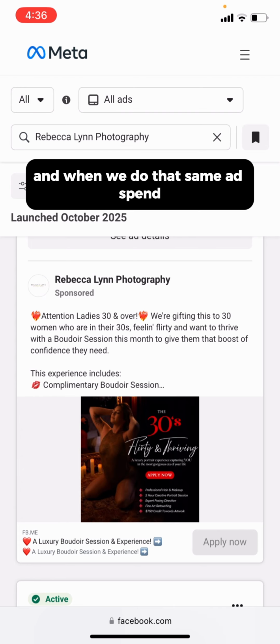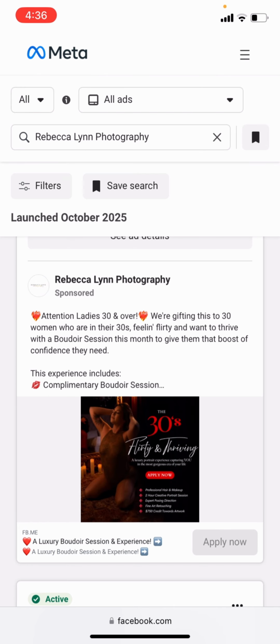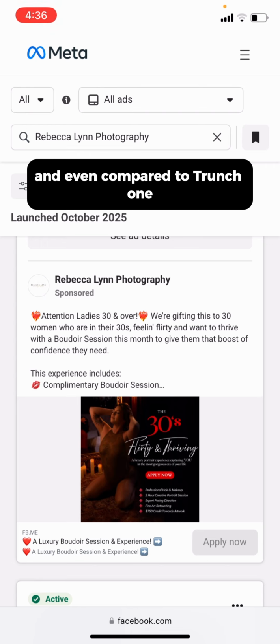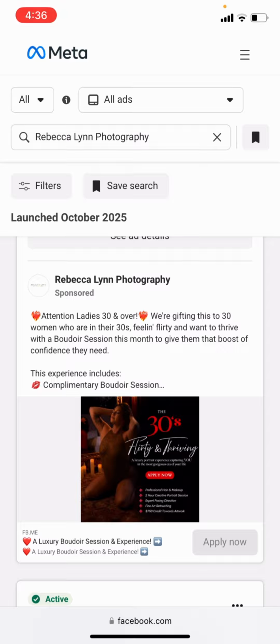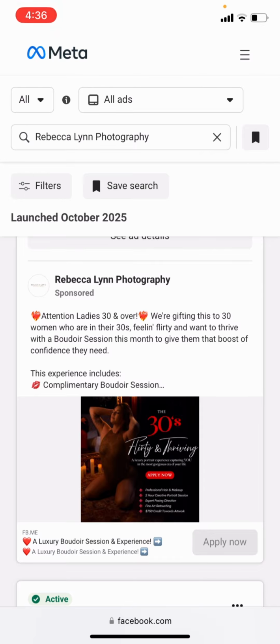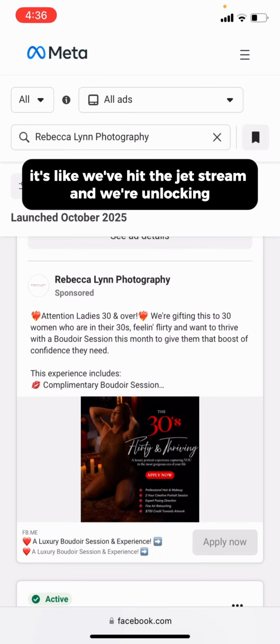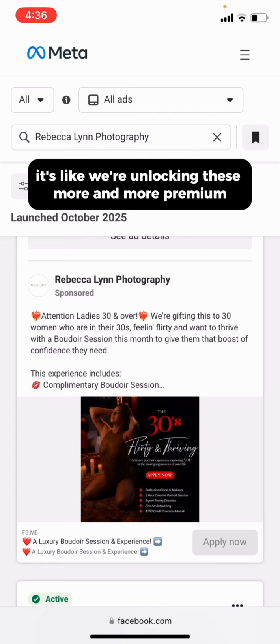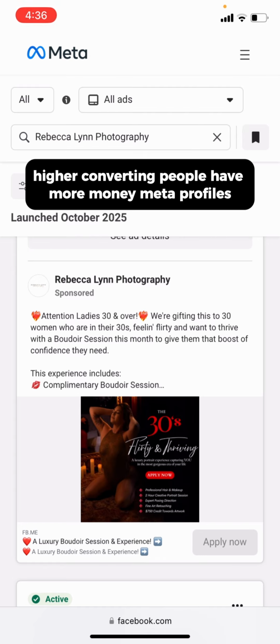And when we do that, same ad spend, even more results compared to tranche 2 and even compared to tranche 1. Same ad spend, better results. Ad sustains and scales over time. It's like we've hit the jet stream and we're unlocking more and more premium, higher converting, people-have-more-money Meta profiles.